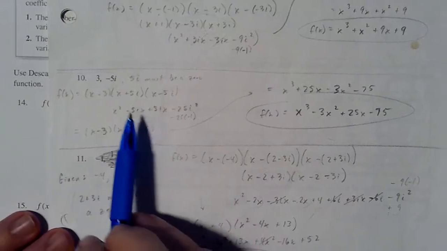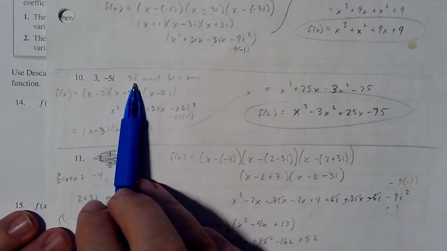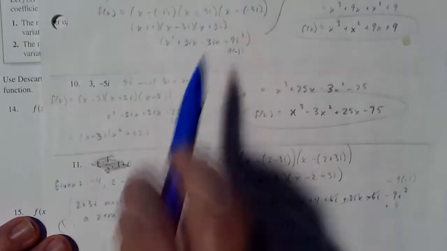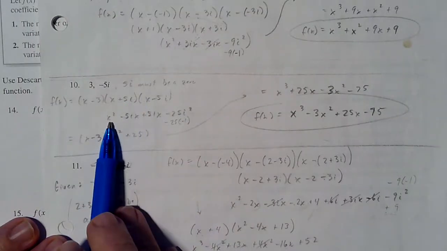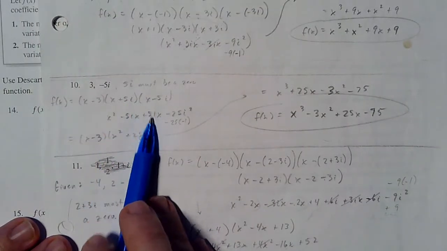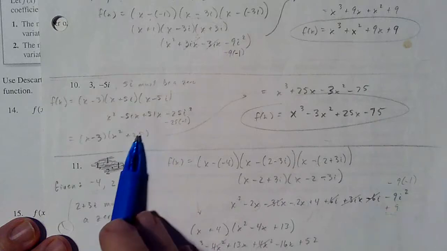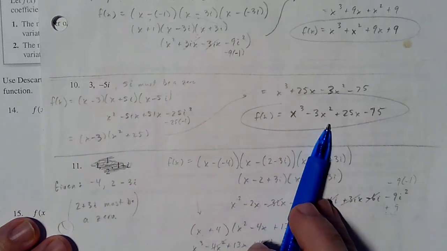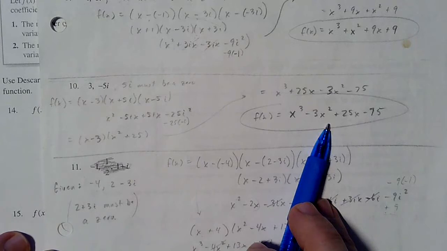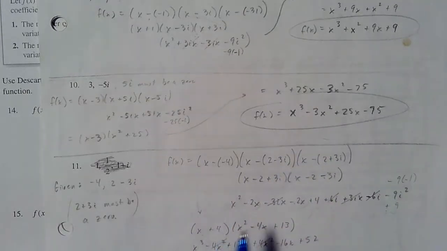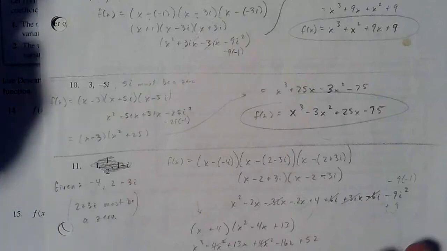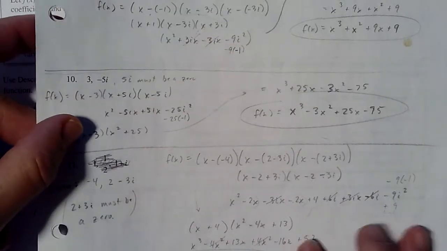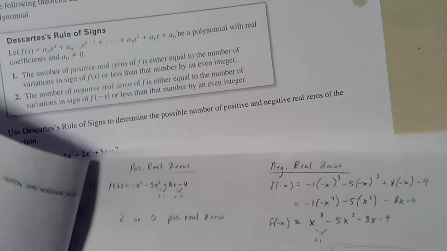Okay, here's your feedback on 10. 5i must be a 0 due to the conjugate pair theorem. All right, so then I multiply those together. This is what we get. We get x squared plus 25. Multiply that by x minus 3. Here's your final result. Okay, pause and correct if you need to. Okay, we're going to skip numbers 11, 12, and 13 this year. We're going to keep that example pretty simple.